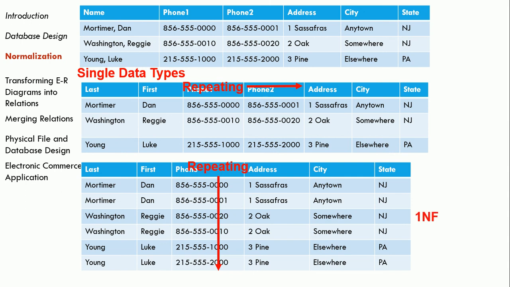It's our first step. But when I look at this, I have a lot of redundancy in this table, right? Dan Mortimer shows up twice. Reggie Washington shows up twice. Luke Young shows up twice. All of these people in my address book show up multiple times, over and over again, because I have to repeat those phone numbers. So obviously this isn't ideal. So that's only first normal form.